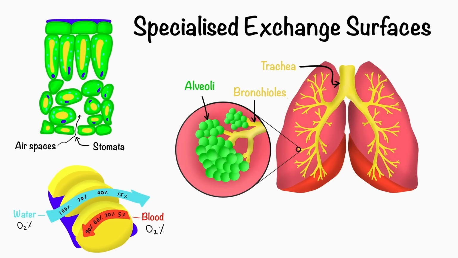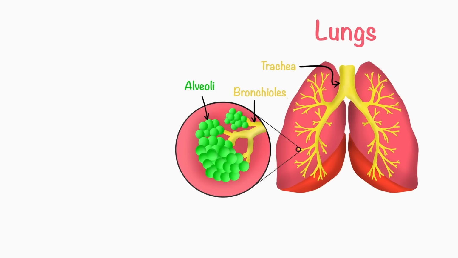This is why larger organisms have evolved specialized exchange surfaces and transport systems. These surfaces allow efficient transfer of materials between the organism and its environment. Let's look at how exchange surfaces in different organisms are adapted for efficient diffusion. All effective exchange surfaces share certain features that help maximize the rate of diffusion. First, they have a large surface area. This increases the amount of material that can be exchanged at any one time.